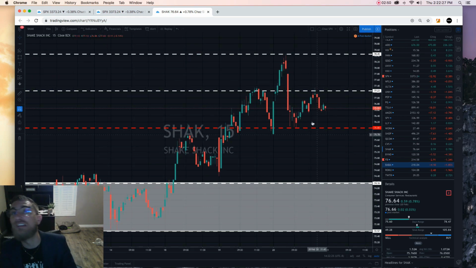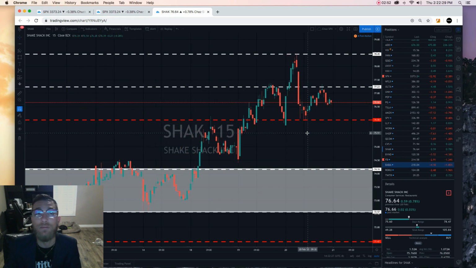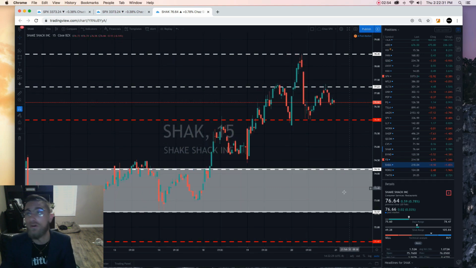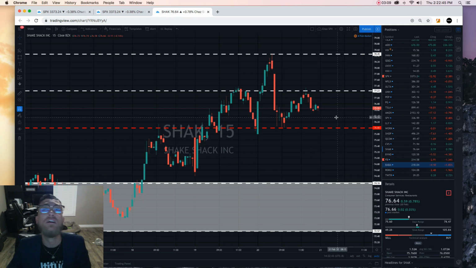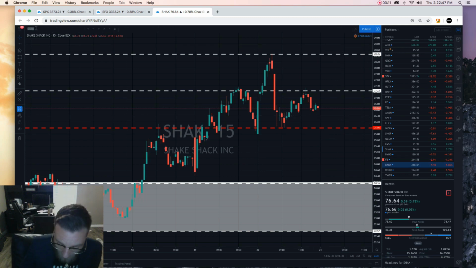And if we lose 76, then it's likely we come down and visit this big supply zone between the 72.50 and 74 level. We have a lot of supply here. So if we lose 76, I definitely think we visit that supply. But if we get back through 77, then we look up here to today's high at 78.45. That's what I'm seeing on SHAK.